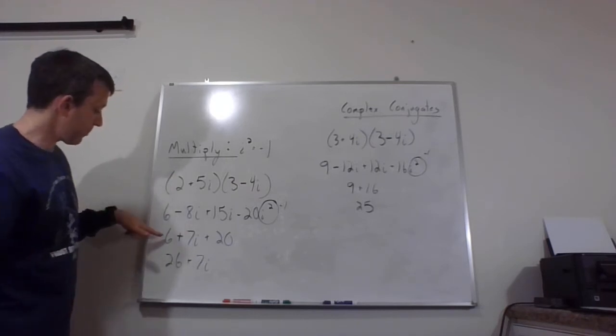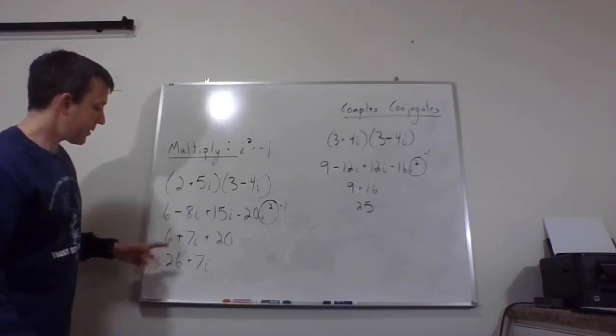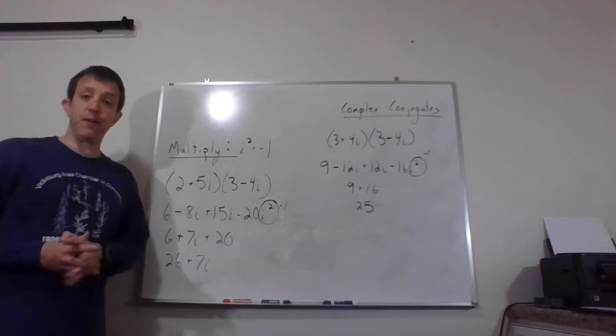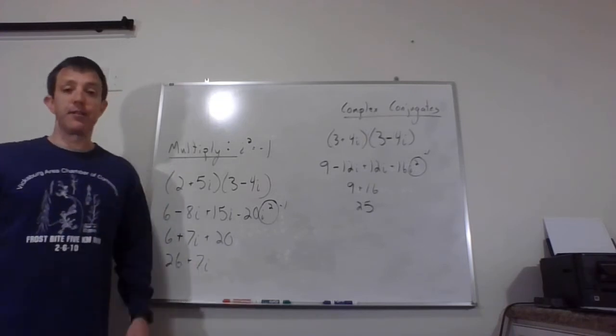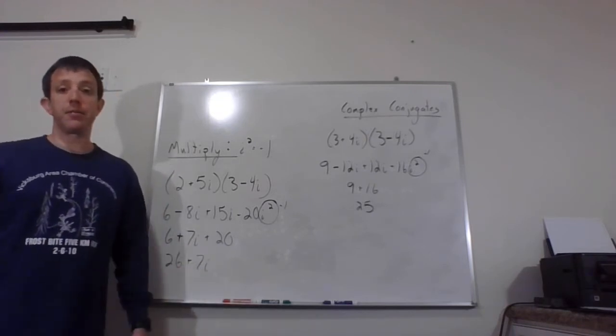And then I combine my like terms there. I have 6 and 20, that make 26. And we always put that real part first. So I get 26 plus 7i. And there, I'm done multiplying.